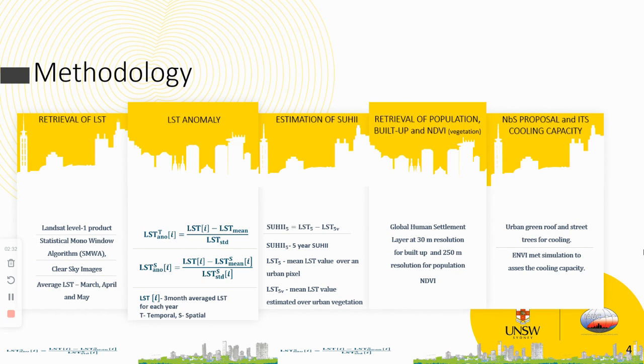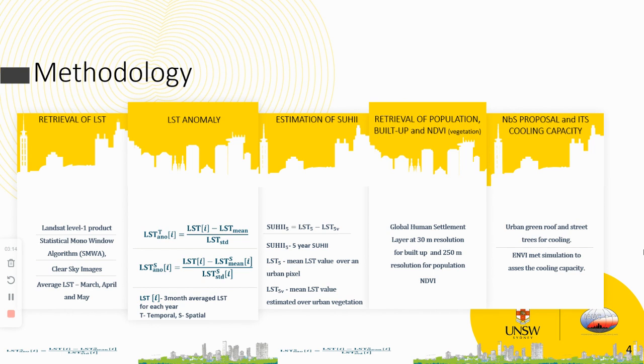SUHI is the surface urban heat island intensity. Urban heat islands are defined as the temperature difference between the urban and the rural area. Surprisingly, we don't have a rural area here. So for my calculation, I've taken the temperature of the vegetated areas. Then the retrieval of population and built-up data, because we wanted to check how the LST, or the thermal condition, can be related to population growth, built-up growth, and vegetation, and then narrowing down to neighborhood level, because this is a top-down approach from here till this point.